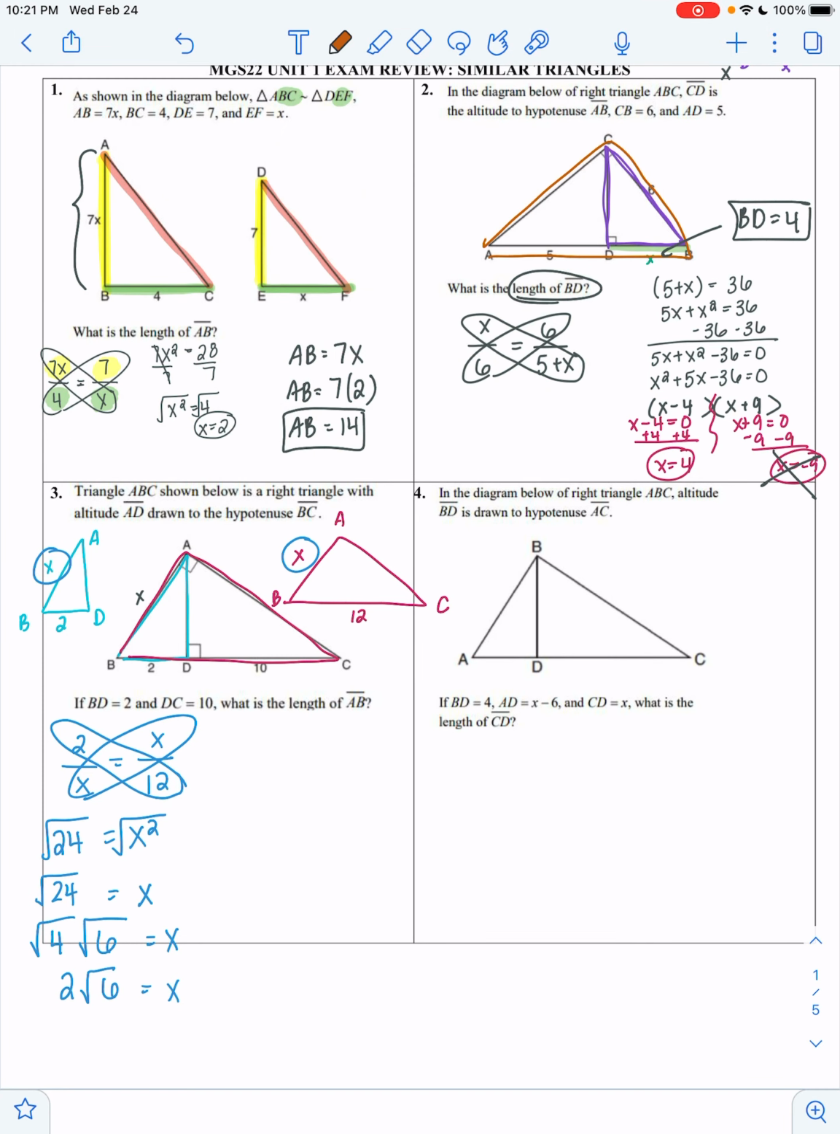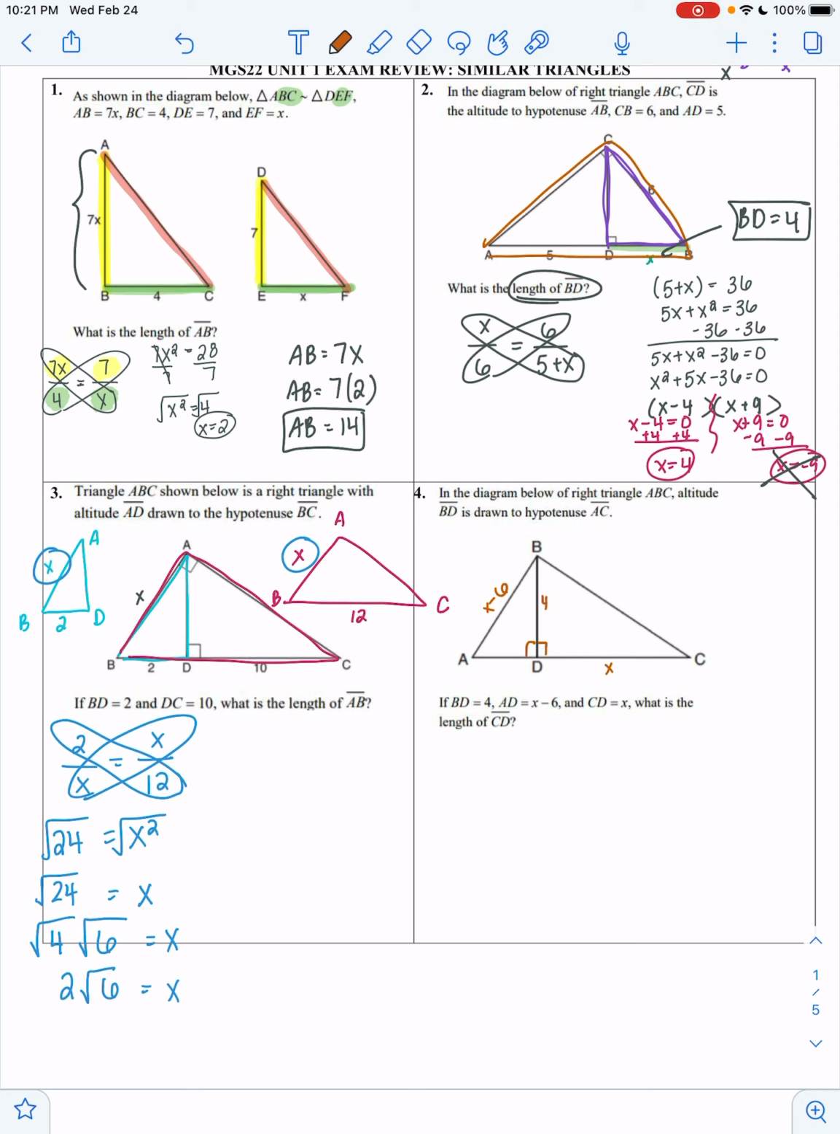All right, number 4. In the diagram below of right triangle ABC, altitude BD is drawn to hypotenuse AC. So altitude meaning these are right angles. If BD is equal to 4, AD is equal to X minus 6, and CD is equal to X, what is the length of CD?